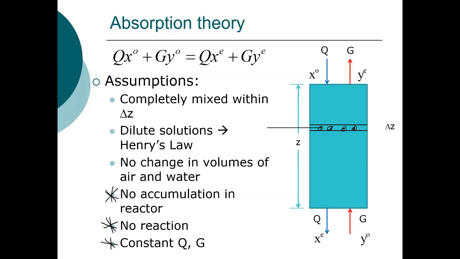So in the transfer, we have no changes. If we had changes in volume, that would change Q and G. So Q in and Q out would not be the same. And G in and G out would not be the same. So this just means that Q in equals Q out and G in equals G out. So we'll just use the terms Q and G.